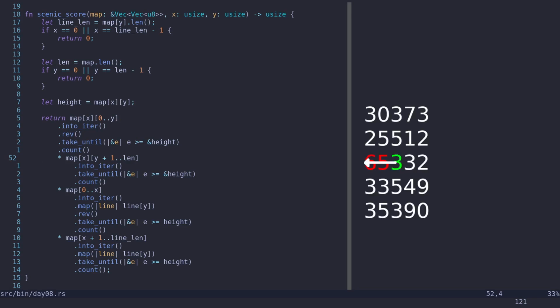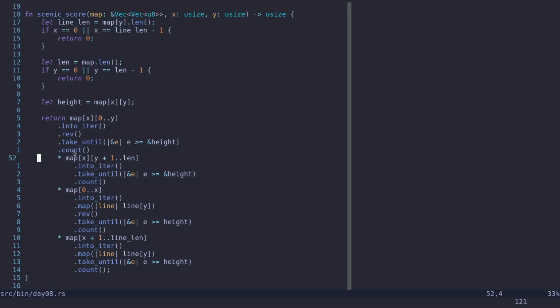Then I again iterated in each of the four directions, but this time I did it outwards, so from the center towards the edge, and I used this take until function, which works similarly to take while, but it stops after it meets the given condition. So for example, for the left hand side trees, we would start from the center and we would move towards the edge, and when we find a tree that has the same or larger height than the tree that we consider for building the house, we stop and take the count.